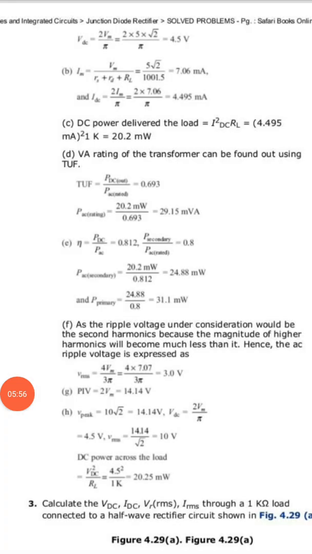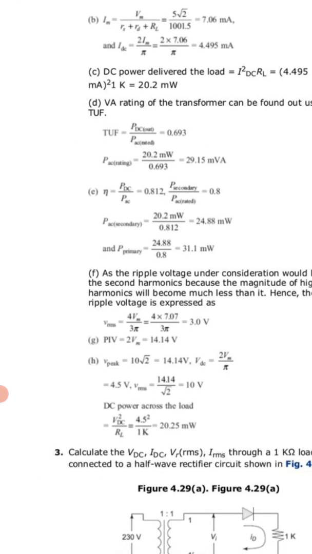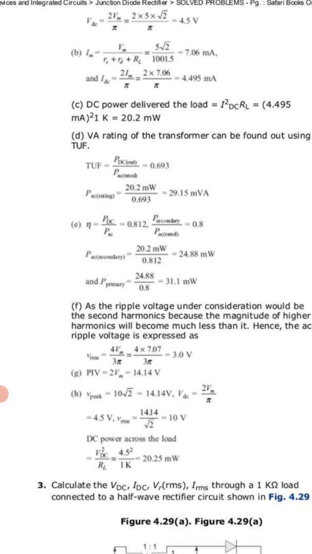Next, the ripple voltage: the magnitude of the secondary harmonics becomes less than the fundamental. So the AC ripple voltage Vrms is equal to Vm upon 3 pi, that is 4 into 7.07 upon 3 pi, equal to 3.0 volt. So PIV is equal to 2 Vm, that is 14.14 volt, and V peak is equal to 10 root 2, 14.14 volt, and VDC is equal to 2 Vm by pi formula. So we get 4.5 volt.